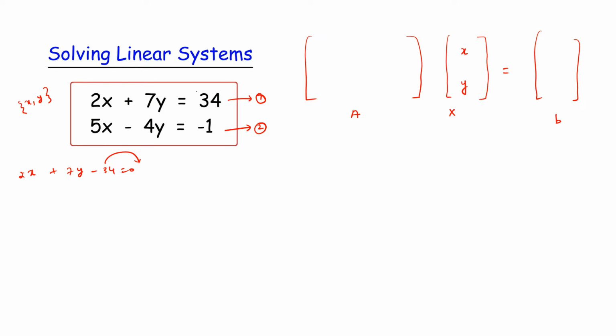Right hand side is very simple. So whatever constants you have, you are going to simply supply it. 34 comma minus 1. Now we will see how to fill in values of A, right? Now, if you have two unknowns in the equation, basically A will have two columns.